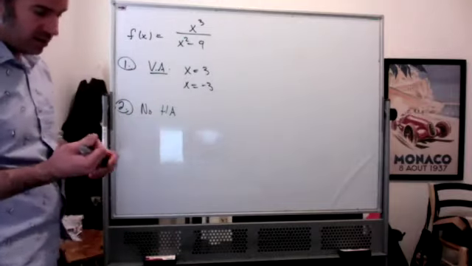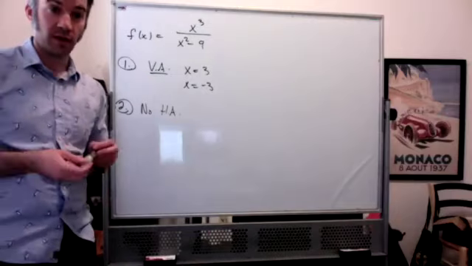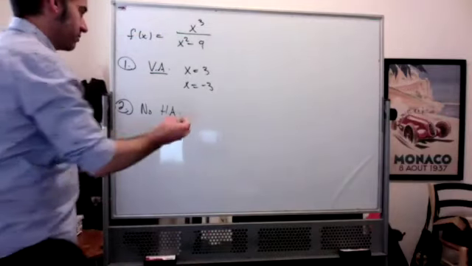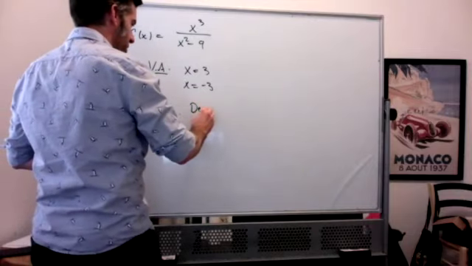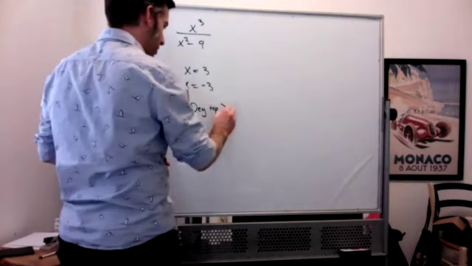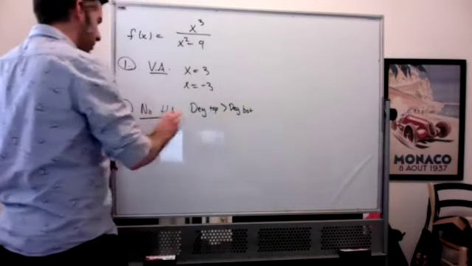And the reason there isn't a horizontal asymptote is because the degree on top is larger than the degree on the bottom. This is a degree 3 thing over a degree 2 thing. And that's always true. If you have a rational function and the degree on top is larger than the degree on the bottom, you have no horizontal asymptote.